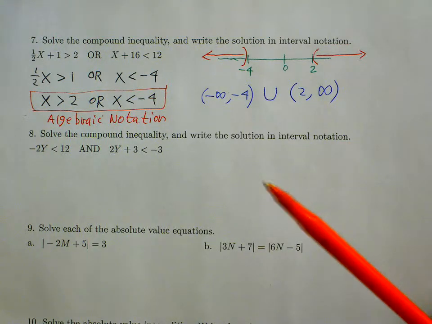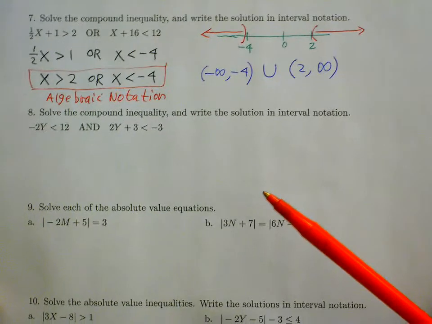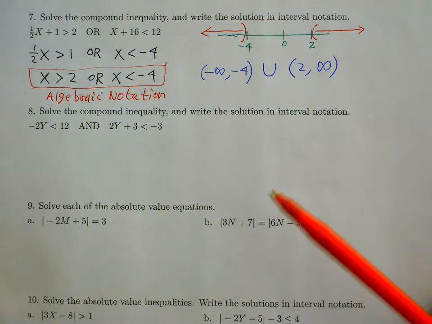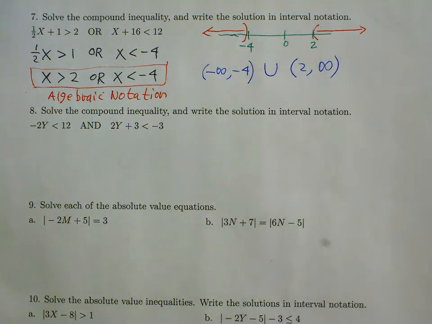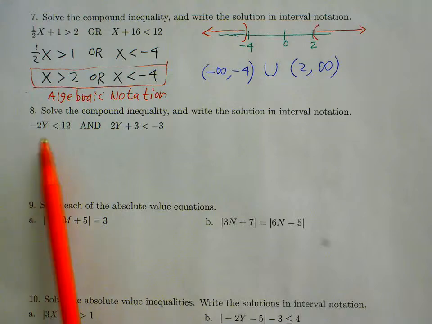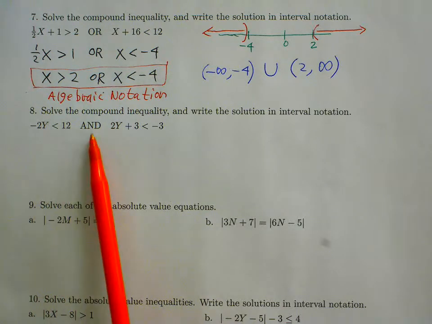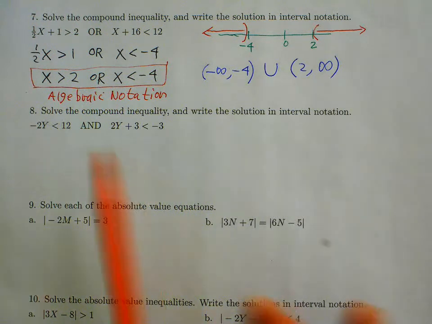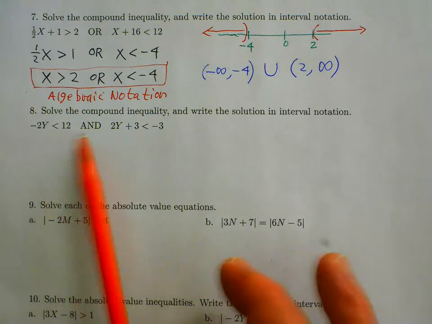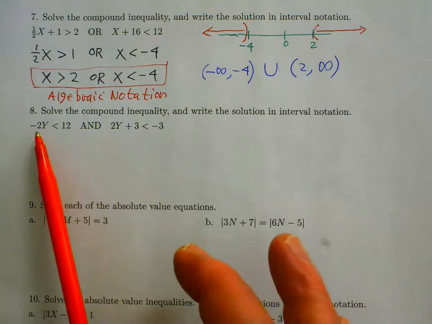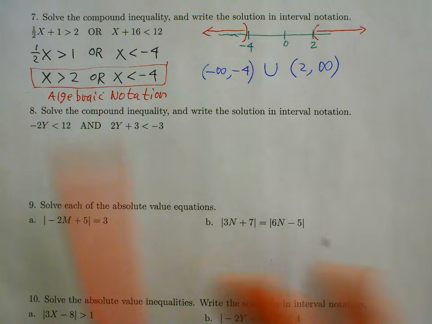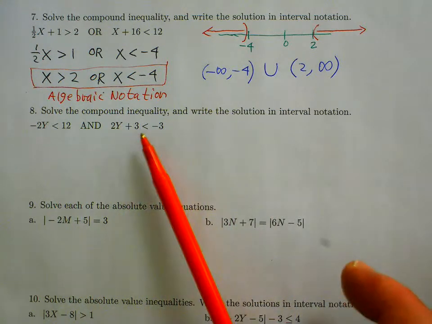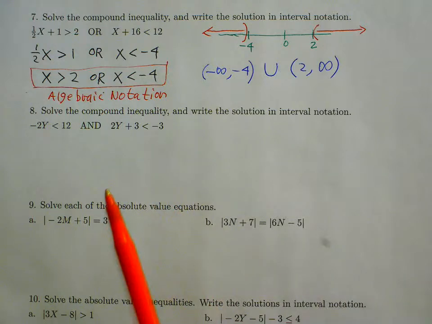Okay, the next inequality, number 8, solve the compound inequality and write the solution in interval notation. So this time we have the word and. Negative 2y is less than 12 and 2y plus 3 is less than negative 3. So a number y is a solution if it satisfies both inequalities. A number that satisfies one of the inequalities but not the other is not part of the solution.